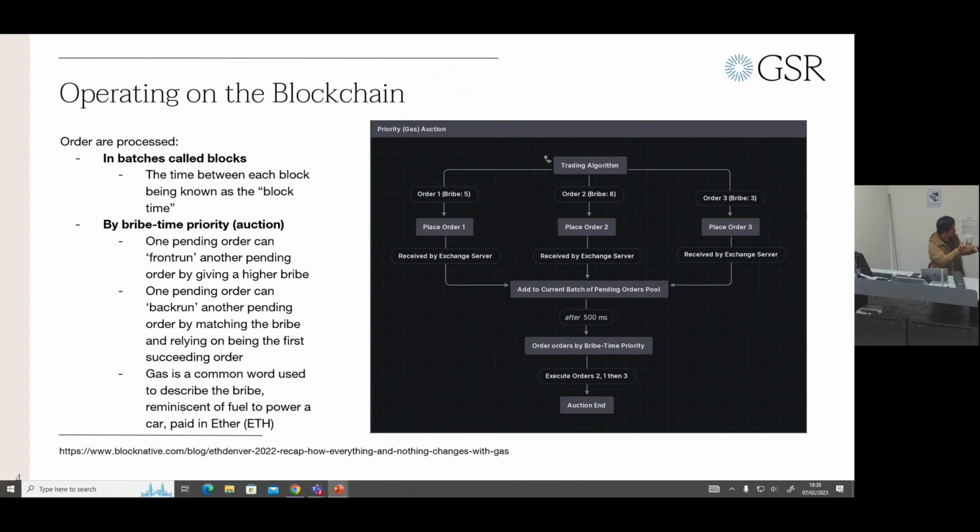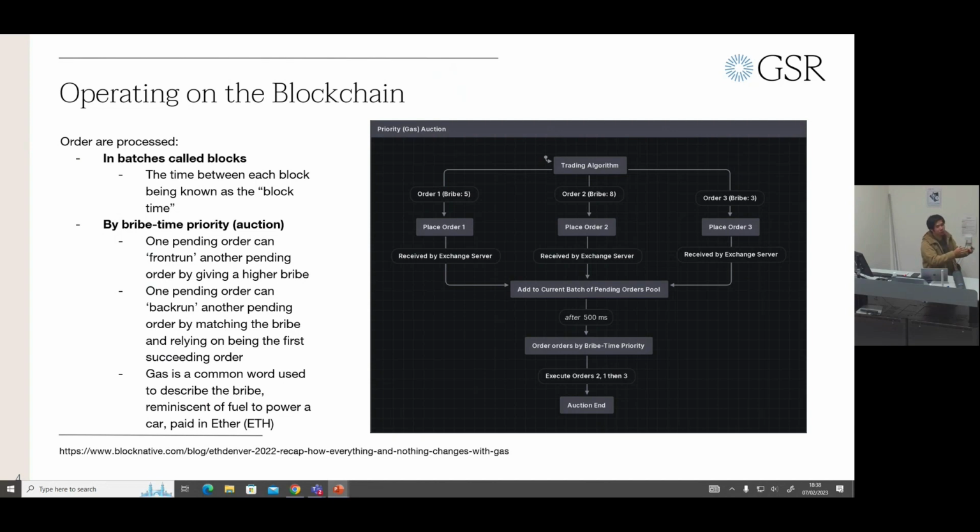So gas, bribe, ether is what you often might hear to be a transaction fee that is associated with your transaction on the blockchain. Here, it's the same mechanism in the sense that we have to worry about a transaction fee when it comes to actually executing your order.